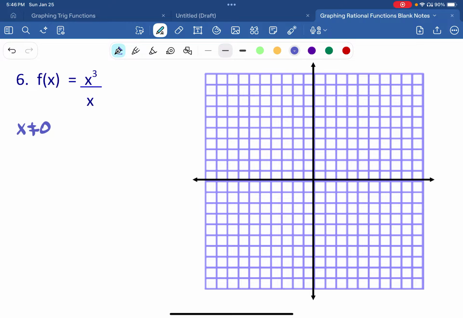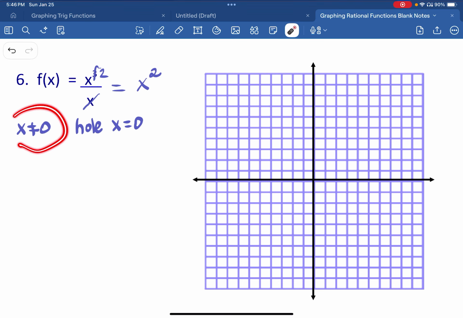You notice that we have x cubed and we have x to the first power, and we can simplify that down. We can cancel out an x. So this x will go into that, leave 2, so we're left with x squared. Since we canceled out an x, there is a hole where x equals 0. If you remember a previous example, you always graph what's left. This is a parabola.